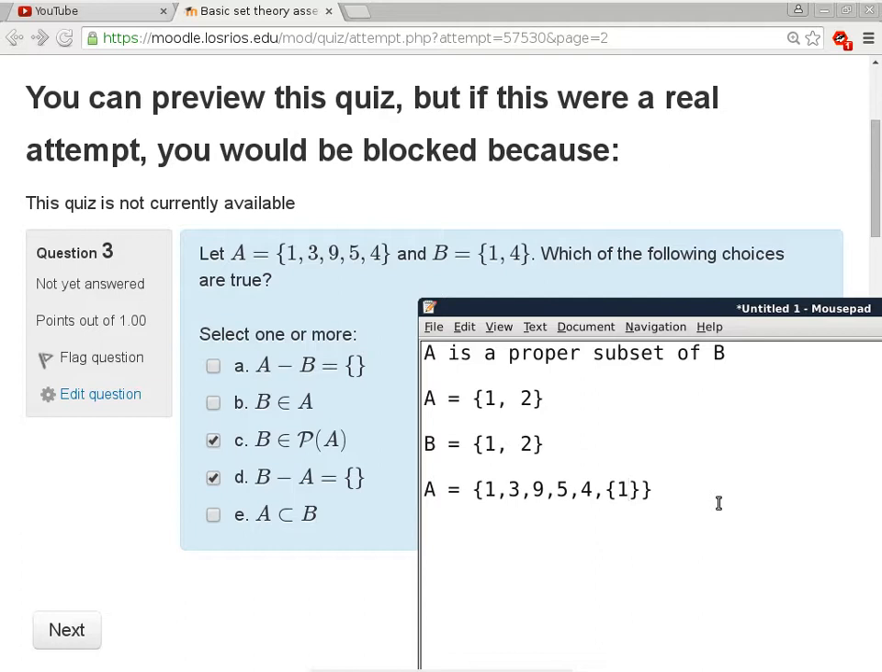Yep. Is there any kind of formal definition for what you mean by an element? An element is just one thing within the curly braces. That's kind of the syntactic definition of an element of. Any other questions? There's no question of why I specifically picked 1, 3, 9, 5, 4?